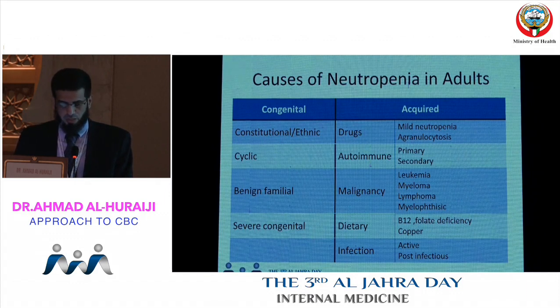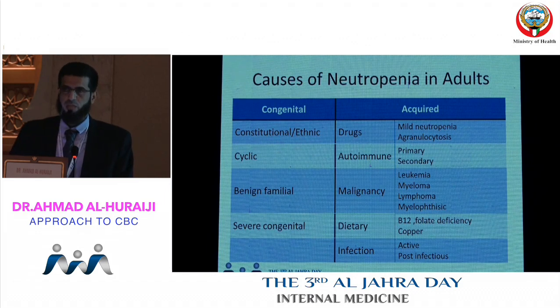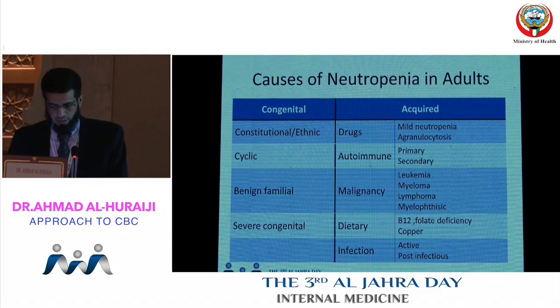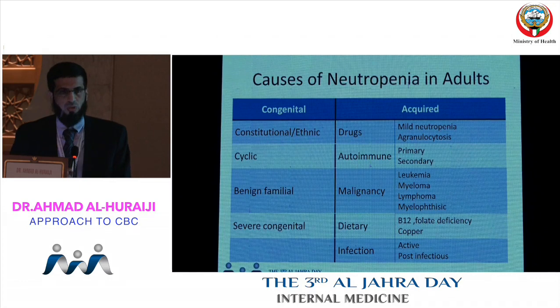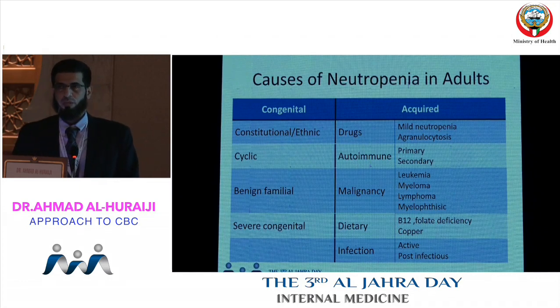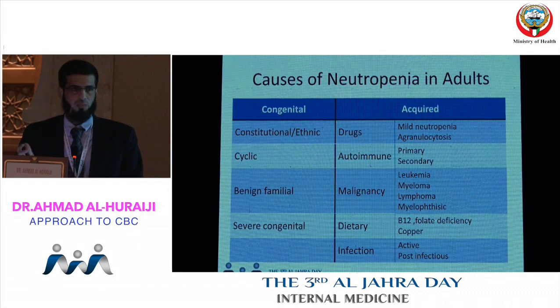Cyclic neutropenia is an autosomal dominant congenital type that occurs in episodes every 2 to 5 weeks with oral ulcers and some febrile illnesses, and requires urgent or regular CBC follow-up. Constitutional or ethnic neutropenia: some ethnic backgrounds tend to have a lower neutrophil count in comparison to the general population, like Mediterranean, especially Yemenis.